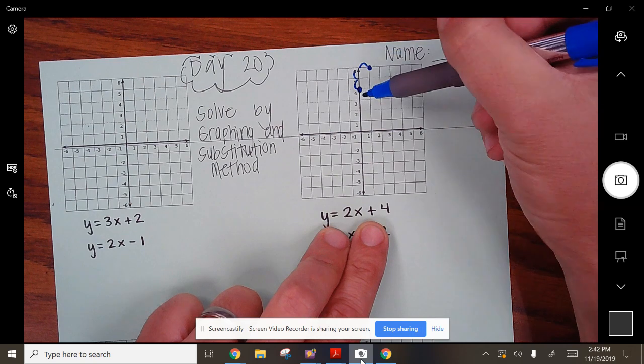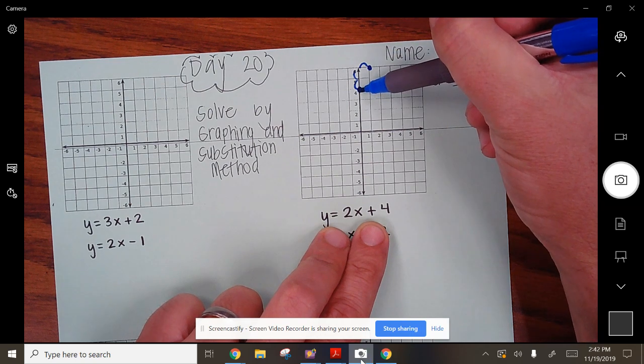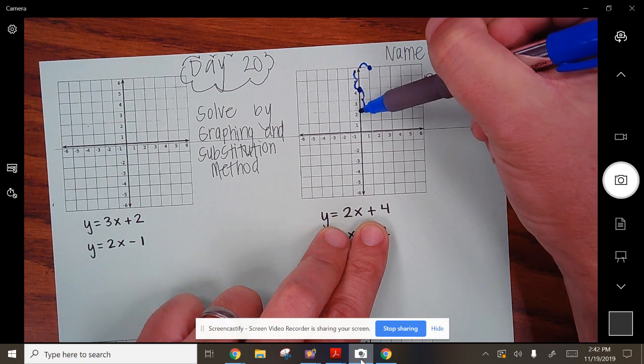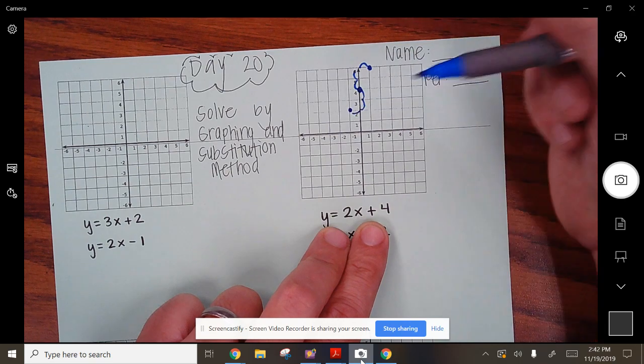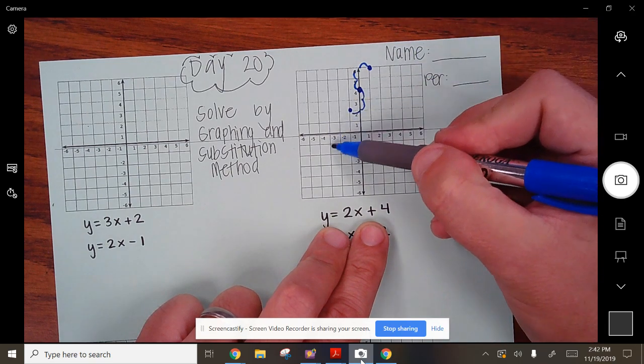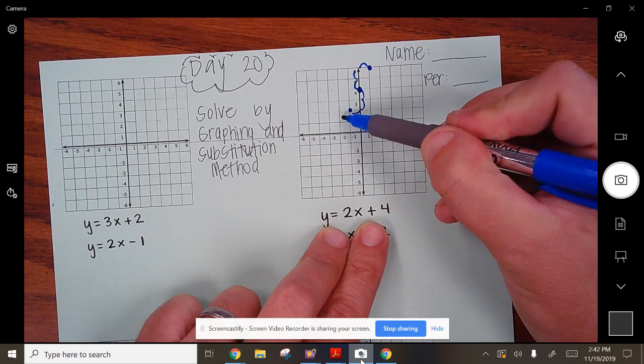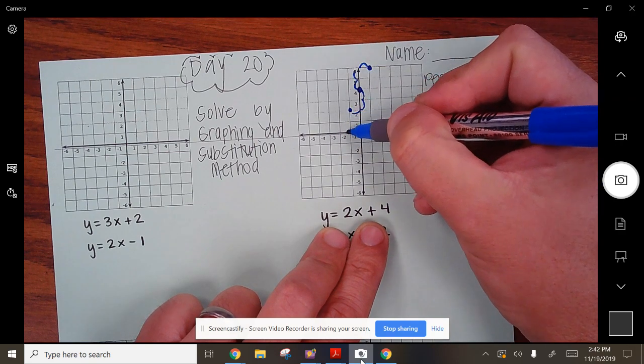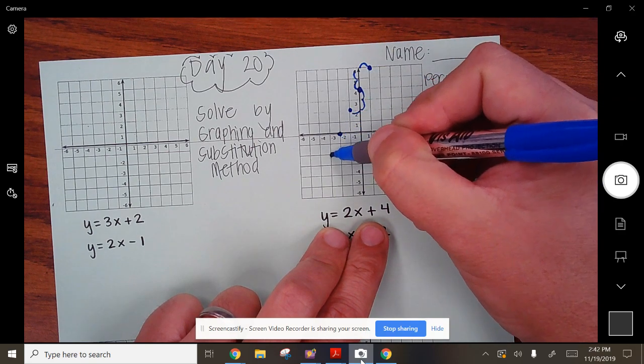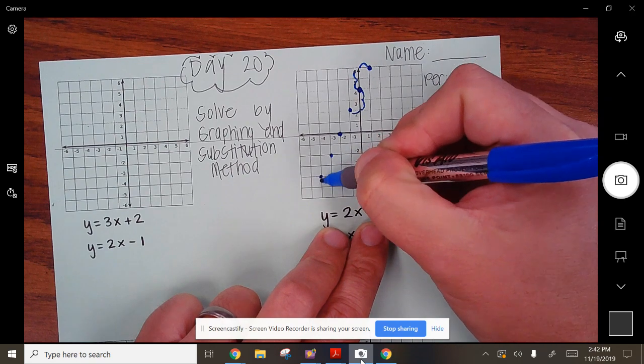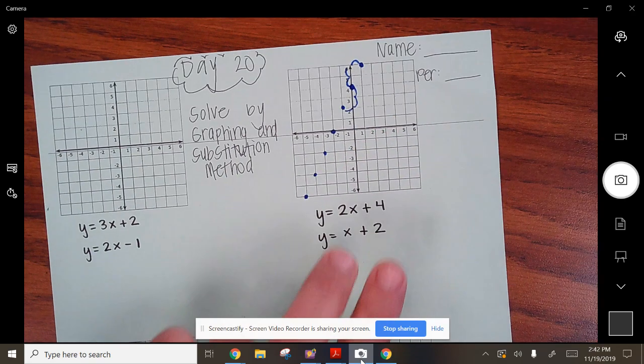And what's the opposite of that? Can I, instead of rise, fall 2 and go to the left 1? Let's try to think about where all these other points are on this line. They're all going to be right here on this line. So keep doing that pattern. Down 2 to the left 1, down 2 to the left 1, and keep going. And if you have a ruler, cool.